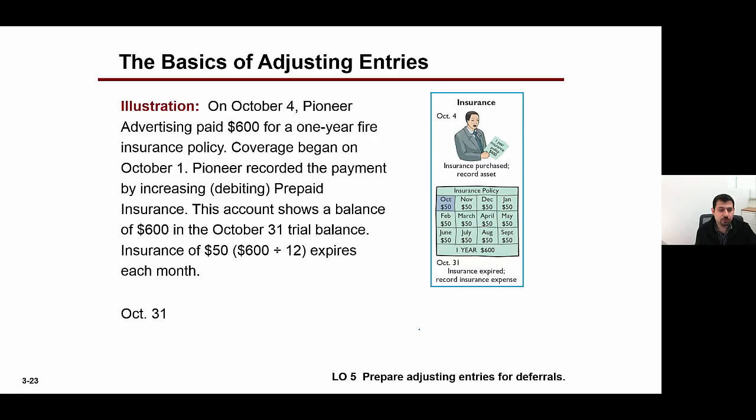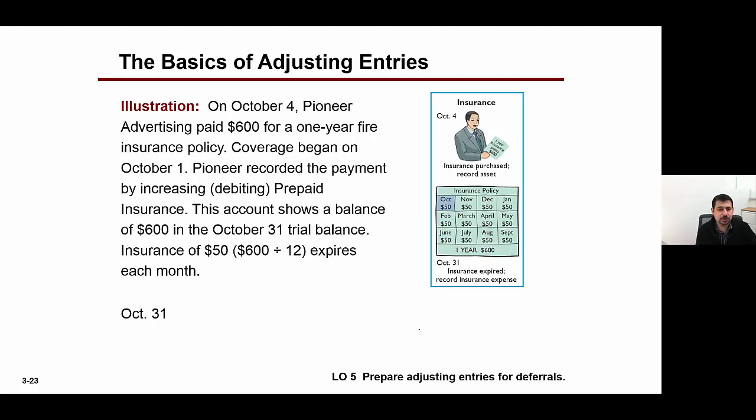On October 4th, Pioneer Advertising paid $600 for a 1-year fire insurance policy. Coverage began on October 1st. Pioneer recorded the payment by increasing, or debiting, prepaid insurance. This account shows a balance of $600 in the October 31st trial balance. The insurance of $50 expires each month.